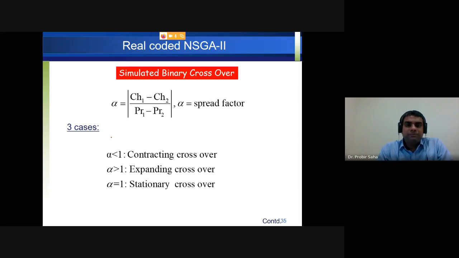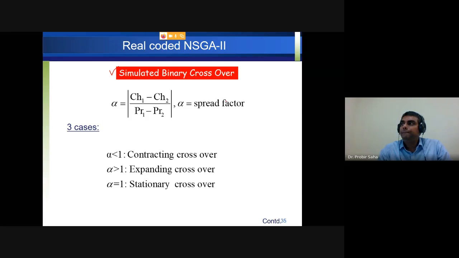Now, the working principle is simple in NSGA2. You can also use non-dominated sorting. The fitness function you can find out, because you have a direct real value. You can do non-dominated sorting, there is no issue. You can also assign crowding distance, there is no issue. Up to that, the program will remain the same. But from here, it is going to change.